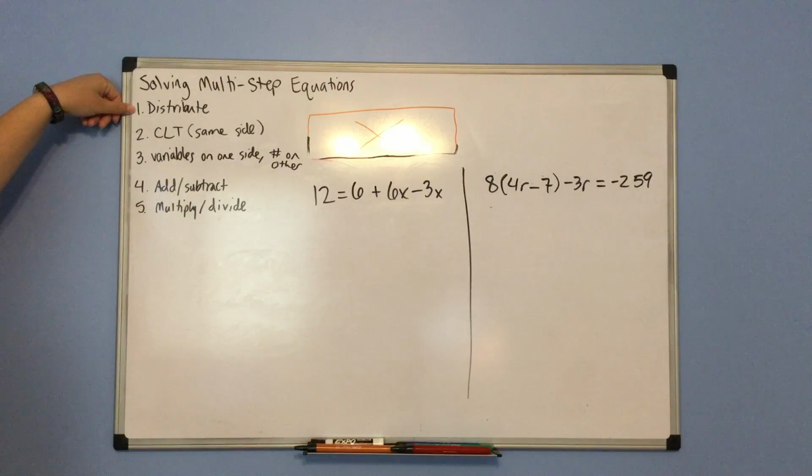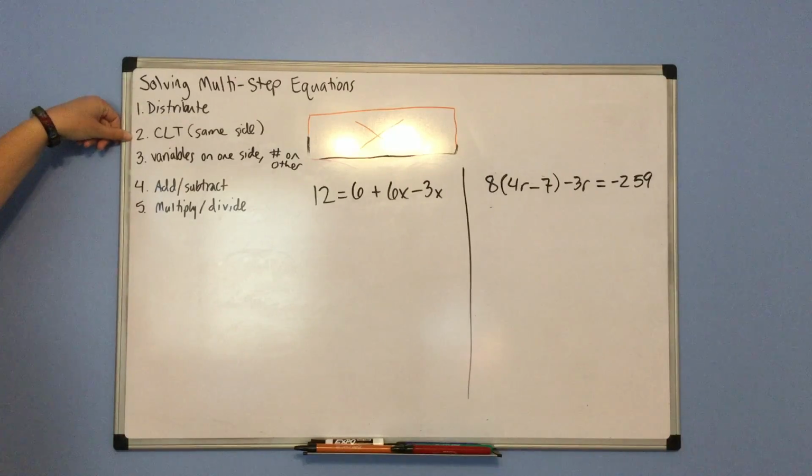First thing, distribute if that's an option. Some problems won't include that. After that, you want to combine like terms on anything that's on the same side of the equal sign. I'll explain that more in a minute.